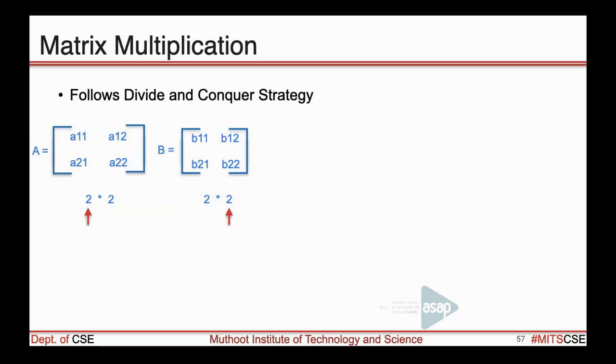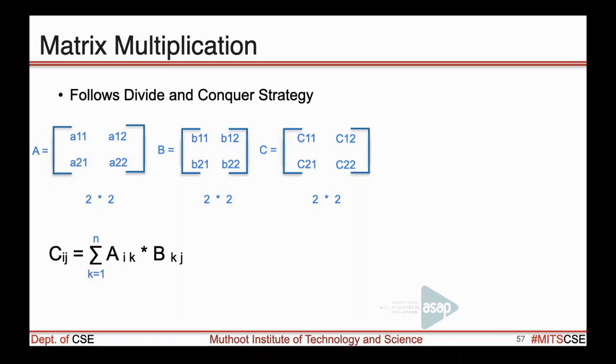When you multiply, the dimension of the final matrix will be the row of the first and the column of the second matrix. That is a 2 by 2 matrix of C11, C12, C21 and C22. So how do you find the final elements C11, C12, C21 and C22? We can write a general equation: Cij equals sigma k equal to 1 to n, where n means the column of the first, that is 2, of Aik into Bkj.